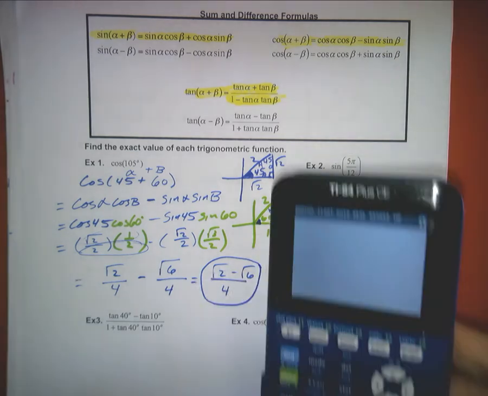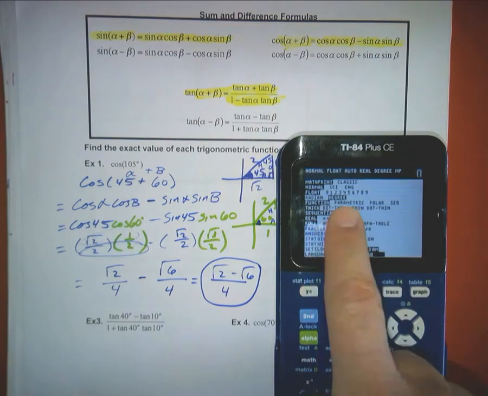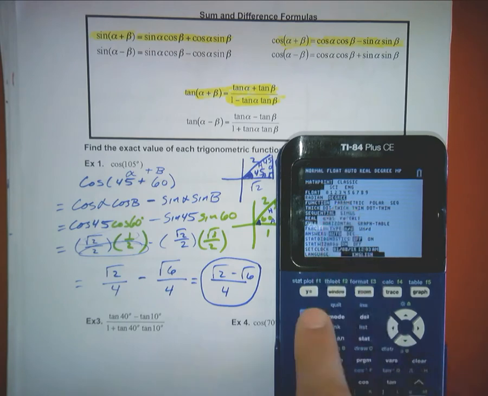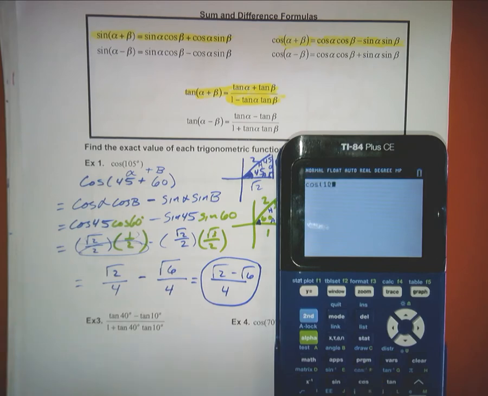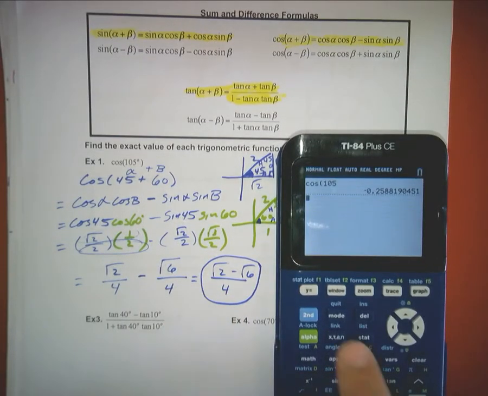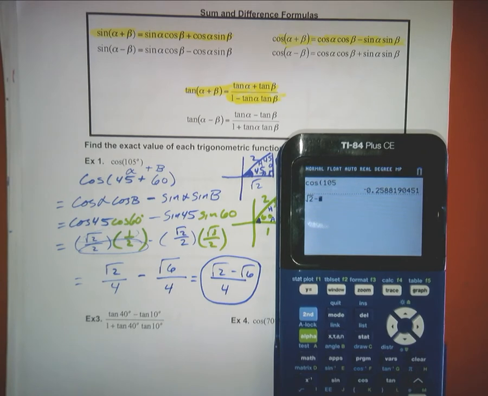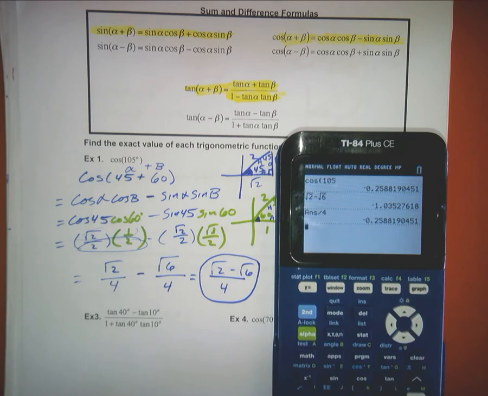Okay. So number 1, I would be in degrees because I have 105 degrees. So I'm going to go to mode, make sure I'm in degrees, which I am. And then I'm going to type in the cosine of 105. Cosine 105, I press enter, and I get negative 0.2588. Well, that should represent this guy as a decimal. So I'm going to type this guy in now. So I've got the square root of 2, minus, big minus sign, square root of 6. Press enter. That's my numerator. Now if I divide by 4, I get the exact same decimal, so I know I did it right.